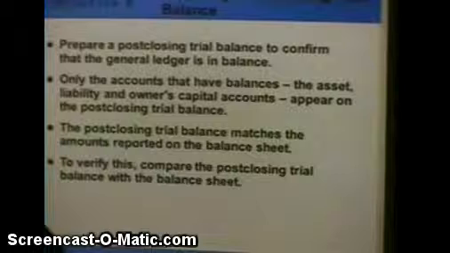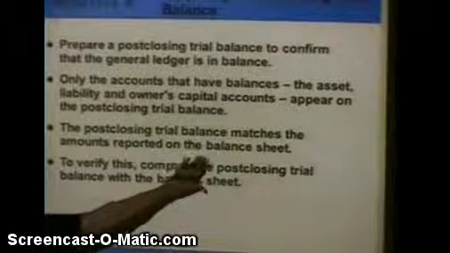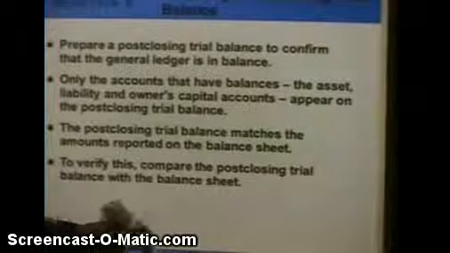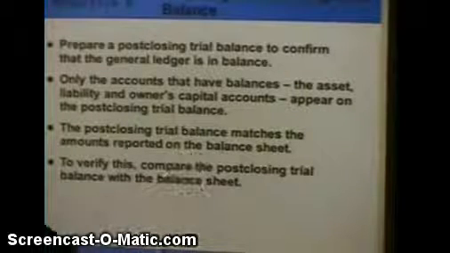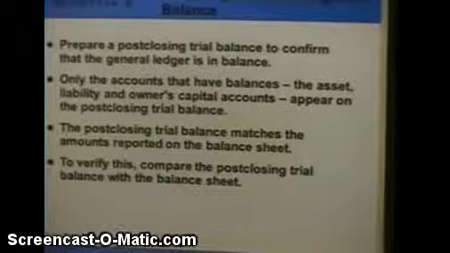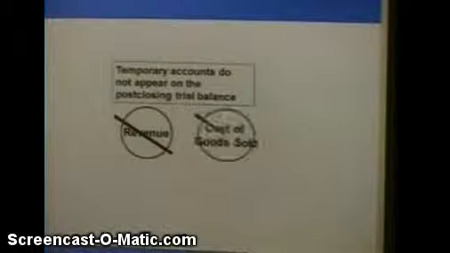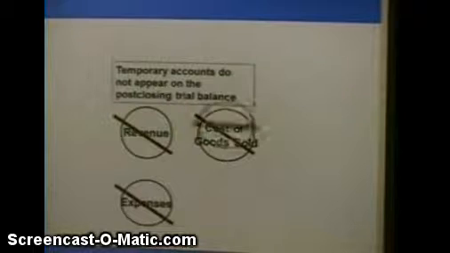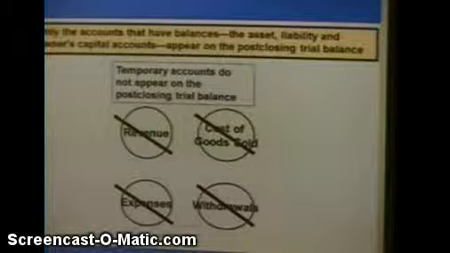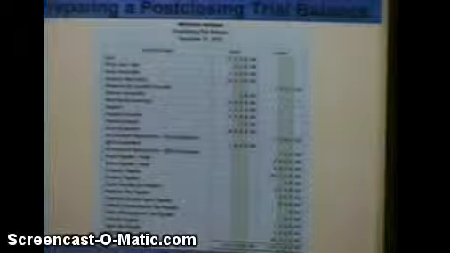The post-closing trial balance that you prepare should look just like the balance sheet that you prepare. When we prepare that post-closing, we're verifying the fact that the ledger accounts are showing zero balances for the temporary accounts. They do not appear because we have closed them out. They should be ready for the next accounting period with zero balances. So there's our post-closing trial balance. All our accounts, everything that has a balance, should be listed.